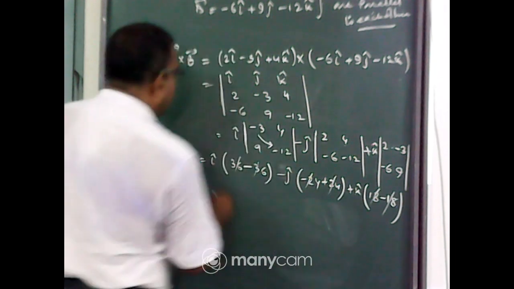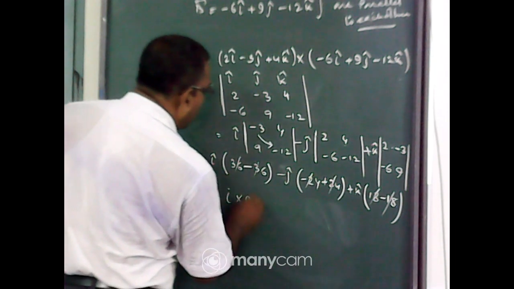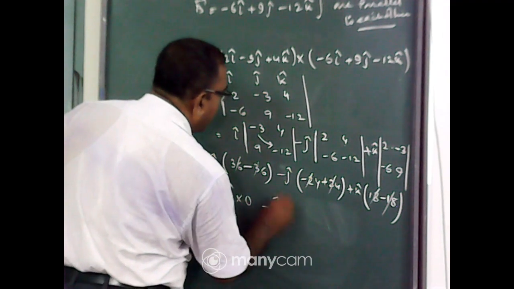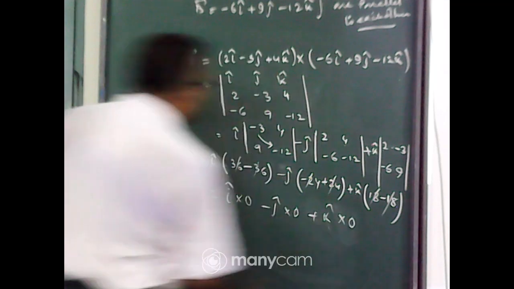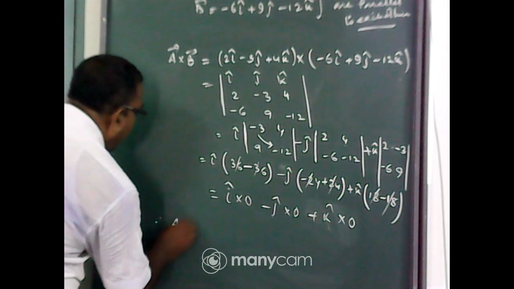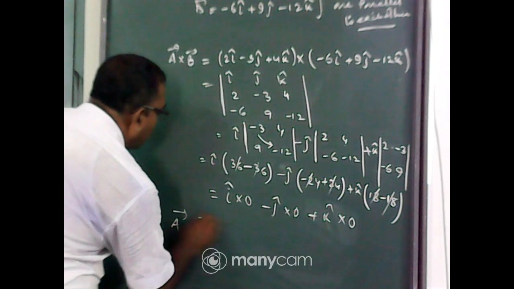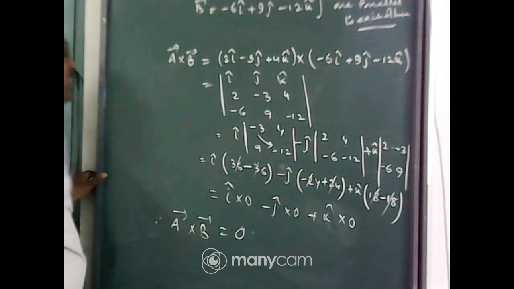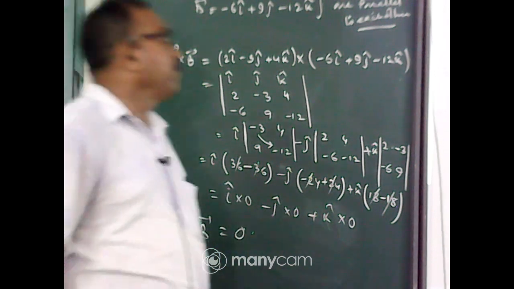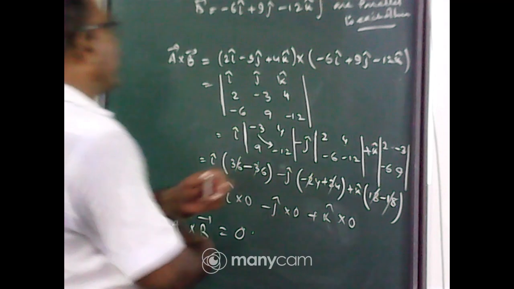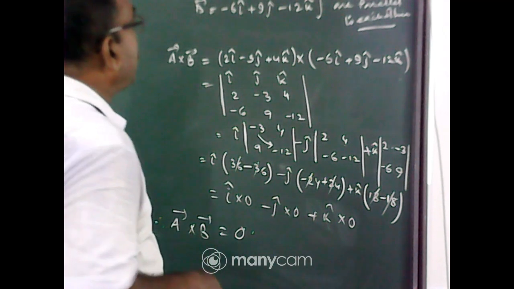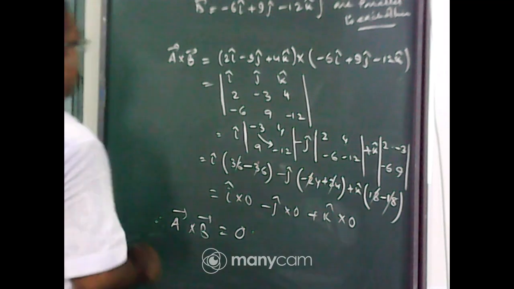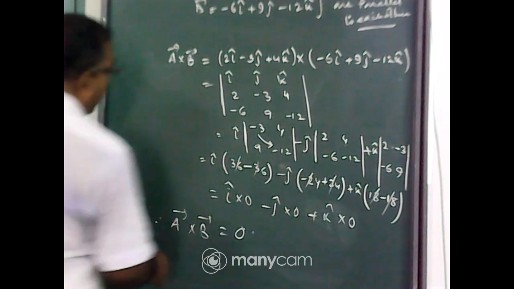You check it, i into 0 minus j into 0 plus k into 0. So A cross B equal to 0. That means A and B are perpendicular to each other. A and B are parallel to each other, because theta equal to 0.